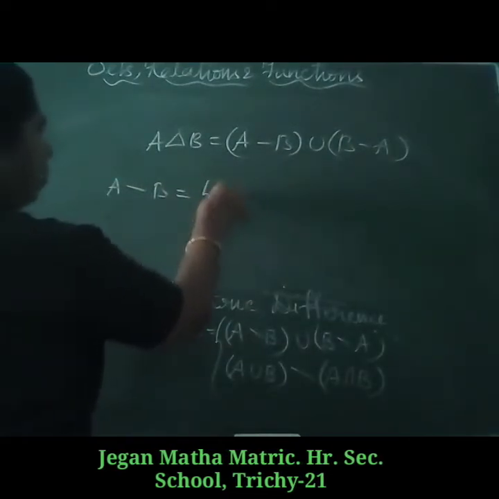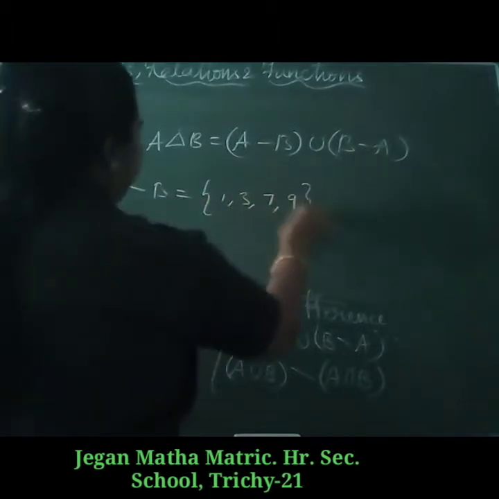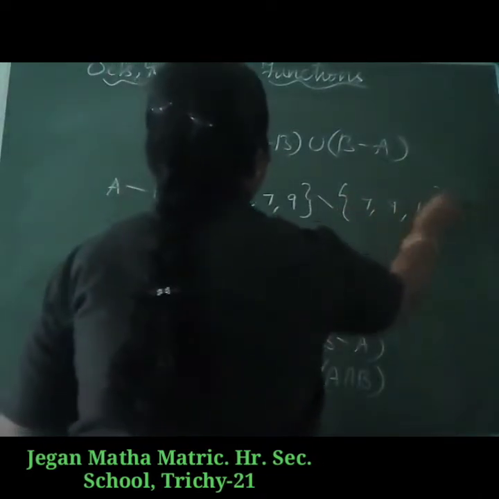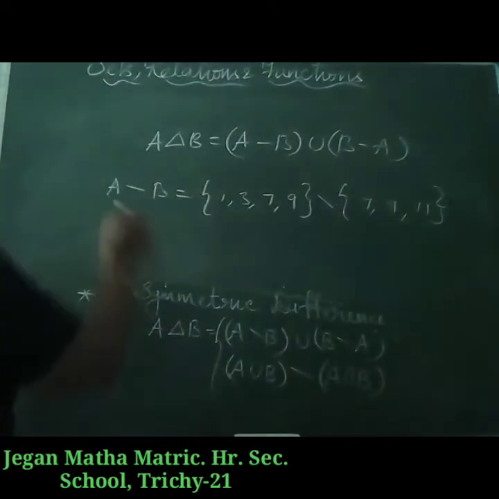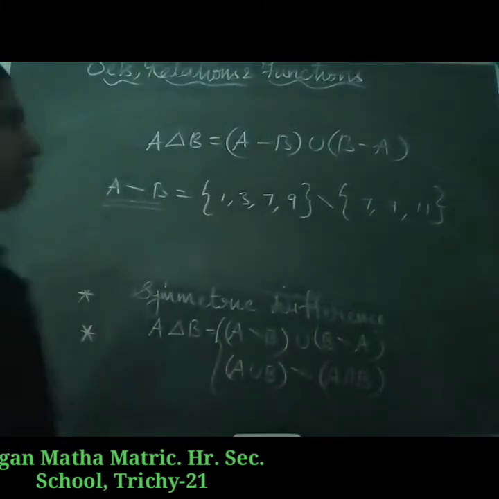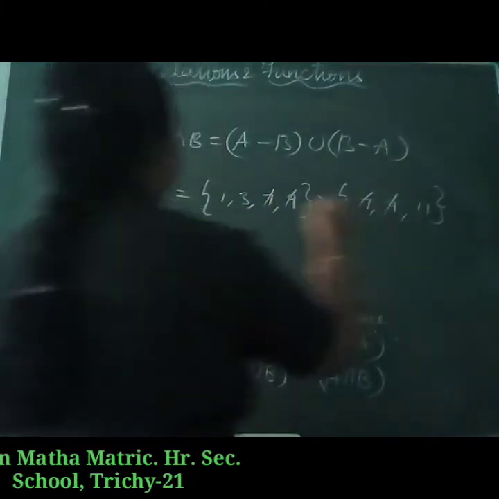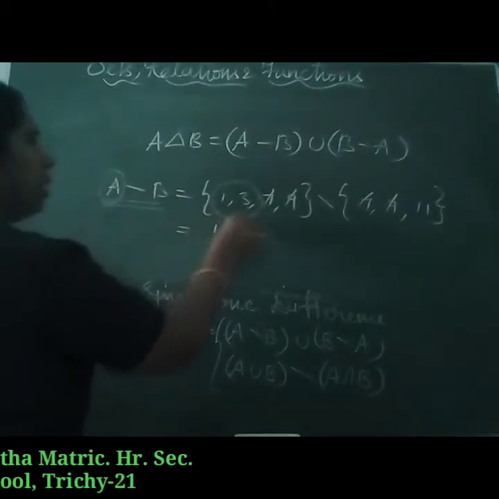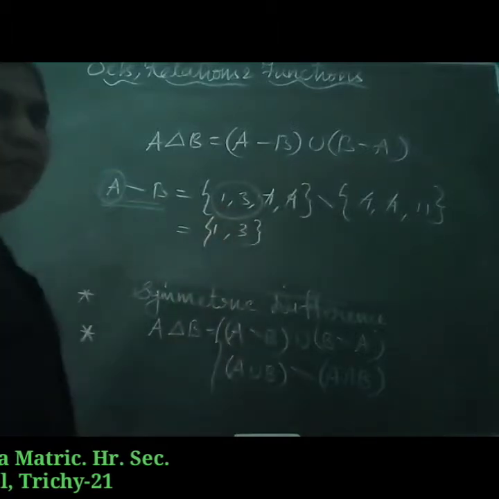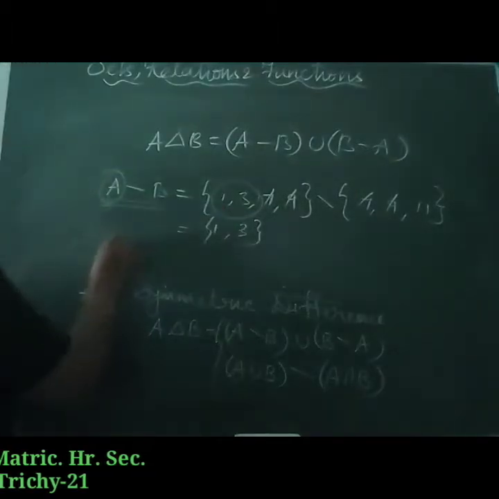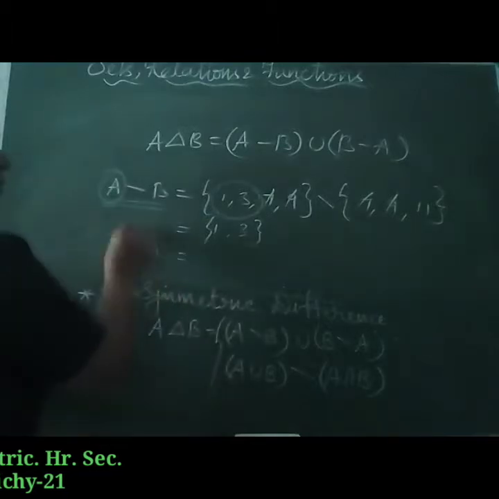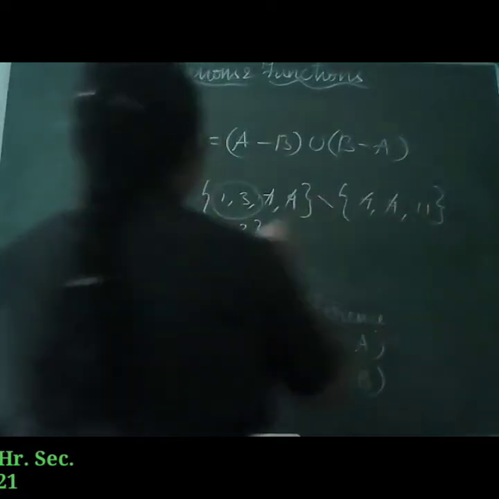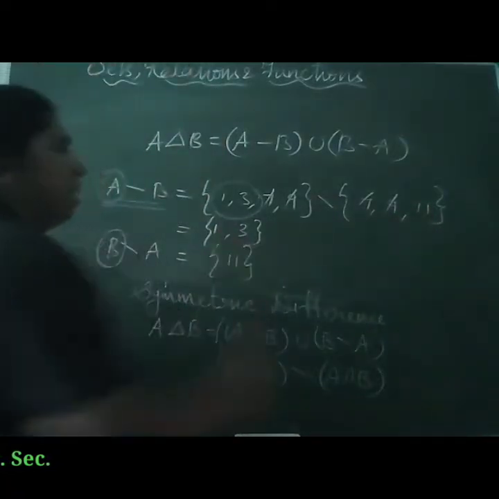Two sets. This is A: {1, 3, 7, 9}. Another set B, I am writing {7, 9, 11}. If I want to find A difference B, strike out the common elements and write the remaining elements of the first set. So A minus B is equal to {1, 3}. In the same way, for B minus A, we always write the remaining elements of the first set, that is the set B. So here we get {11}.